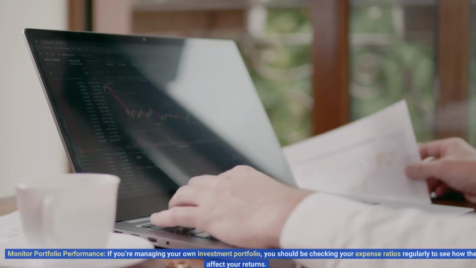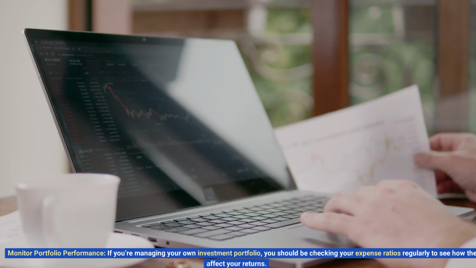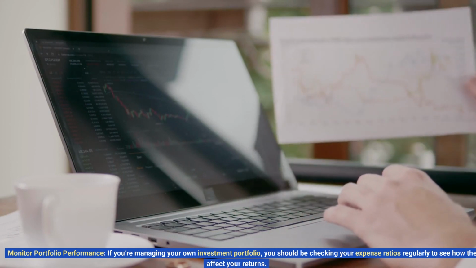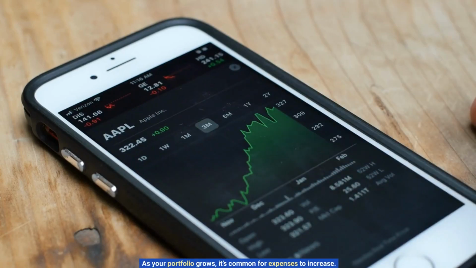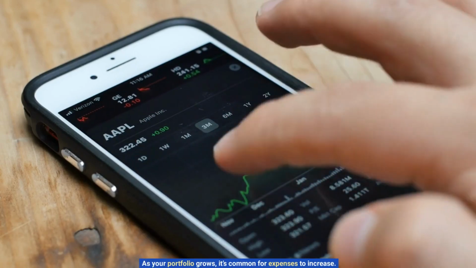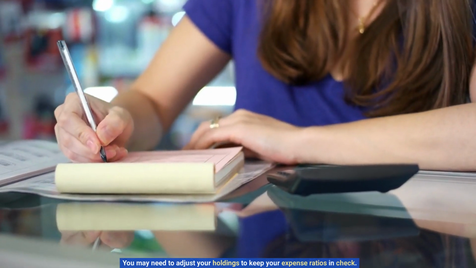2. Monitor portfolio performance. If you're managing your own investment portfolio, you should be checking your expense ratios regularly to see how they affect your returns. As your portfolio grows, it's common for expenses to increase. You may need to adjust your holdings to keep your expense ratios in check.